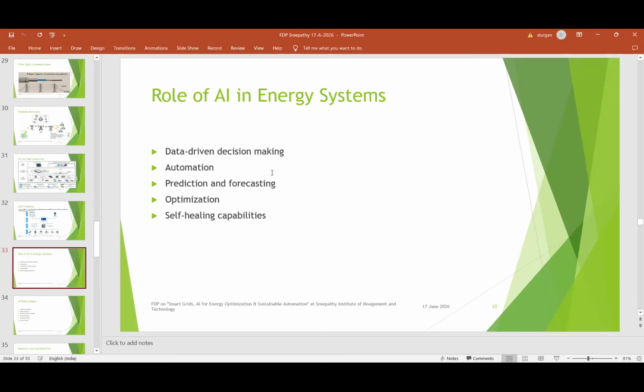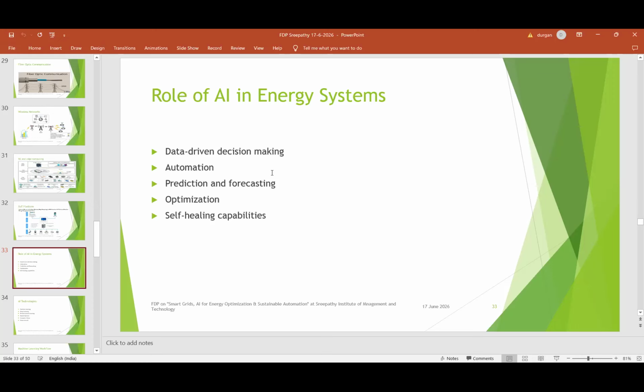Then optimization. Optimization is nothing but continuously monitoring or getting the operating conditions for energy systems. That is done by the AI. And then self-healing capabilities. Self-healing capabilities, in the sense, AI contributes to the development of automatic detection or recovering of fault systems. Automatic fault detection is nothing but a self system. So this self-healing capability is done by incorporating AI.